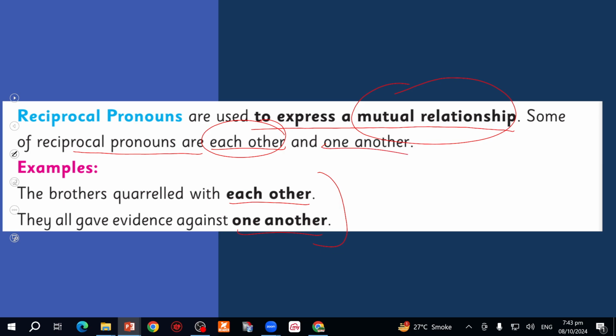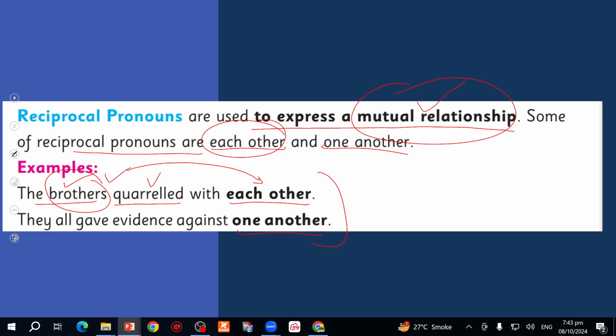For example, the brothers quarreled with each other. It means, now let's see, the subject, we have a plural, the brothers. Maybe, let's say two brothers, two siblings, quarreled. Quarreled is our verb. They are quarreling, they are fighting with each other. It means that both of them, the brothers, are involved in this activity. They are doing the same thing, the action with each other. So it means that in quarreling, they are sharing a mutual relationship.